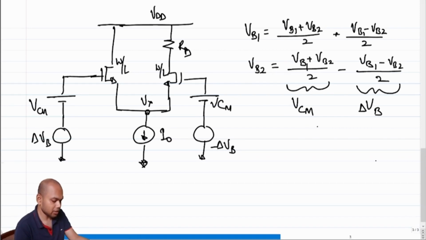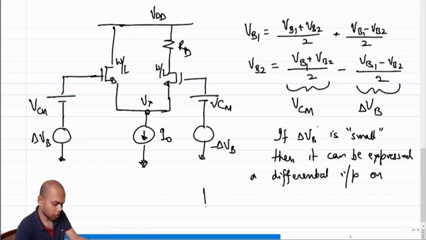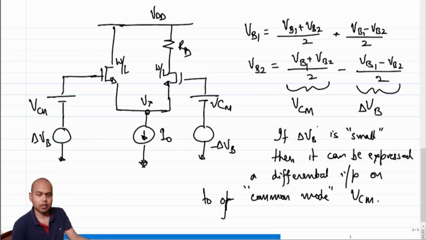Correct? So why am I doing all these things? I'm doing this because if delta VB is small, if it falls within the range of small signal, then it can be expressed as a differential input on top of the common mode VCM.